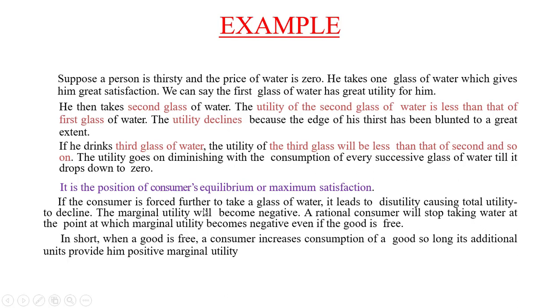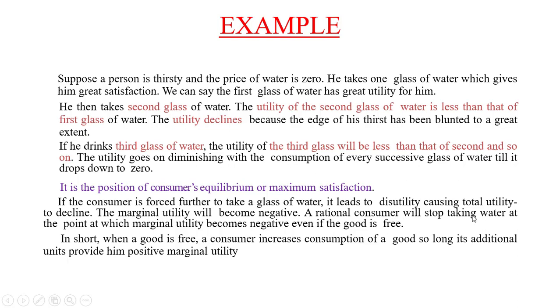Now, the person has taken the third glass, fourth glass, fifth glass of water, till his satisfaction level is 0. After this, he cannot drink anymore, but someone is forcing him to take another glass of water. What will happen? It will become a negative effect for him; he cannot take it anymore and he will just throw it down, or he will not take it. So this is becoming negative. The marginal utility will become negative, and the total utility will decline.